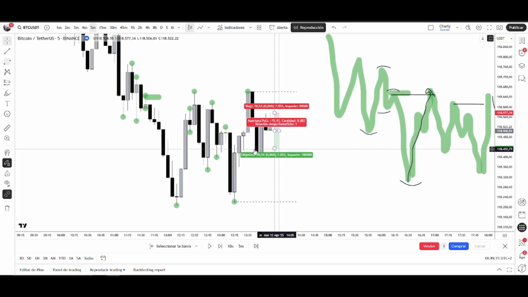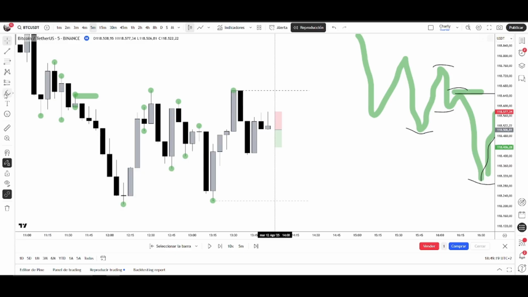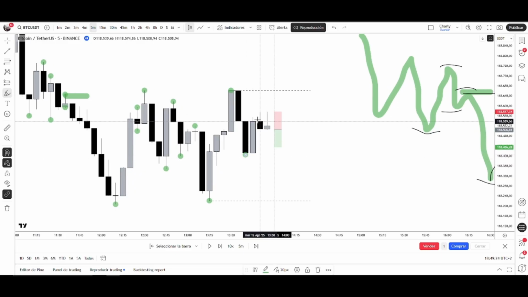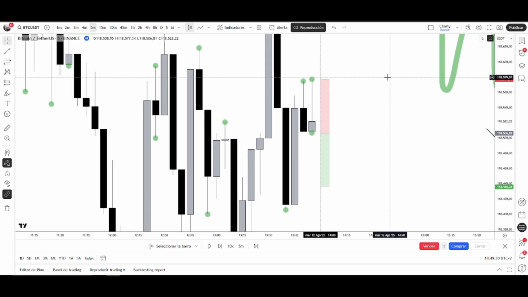Now, what is going on right here? This is the most important part. Right here, market is just going lower, nothing interesting, but then goes up, higher low, higher high. This is the most important part of this setup.